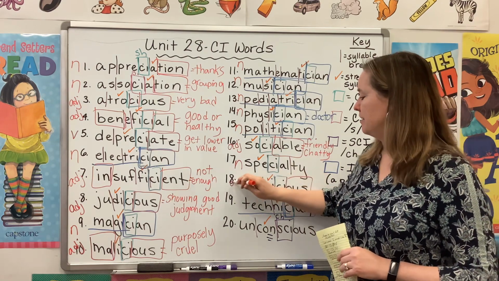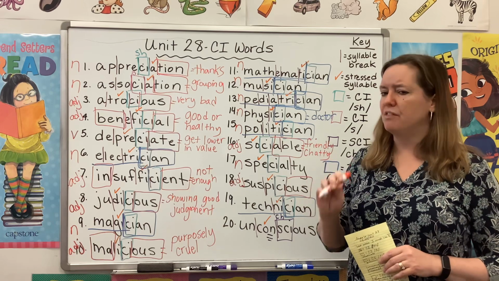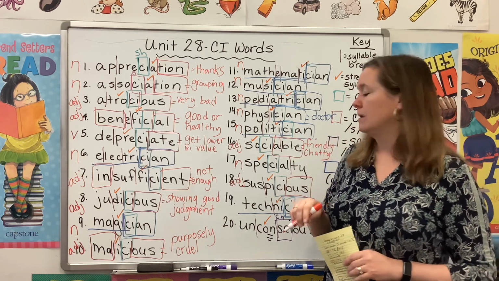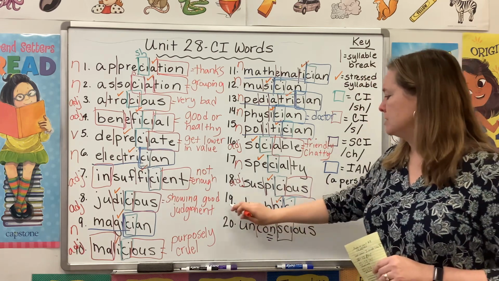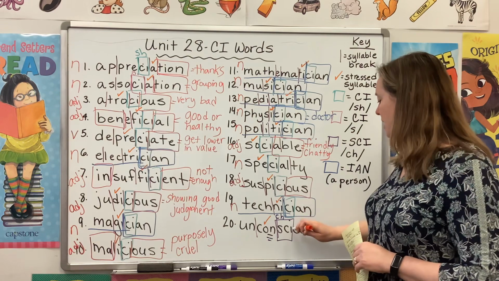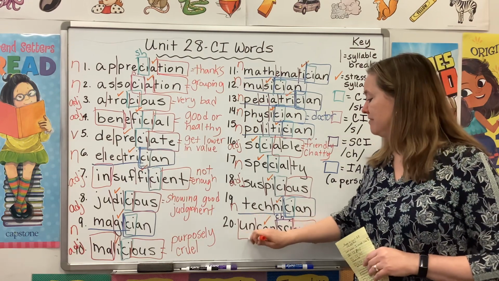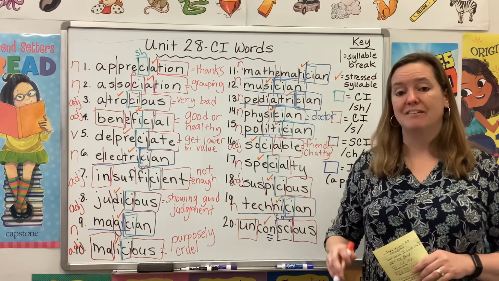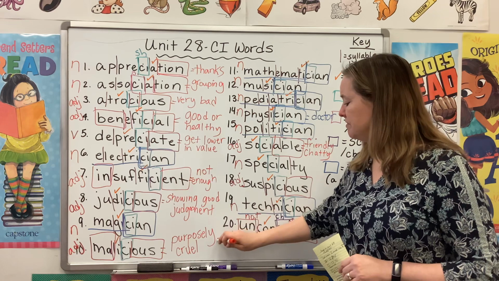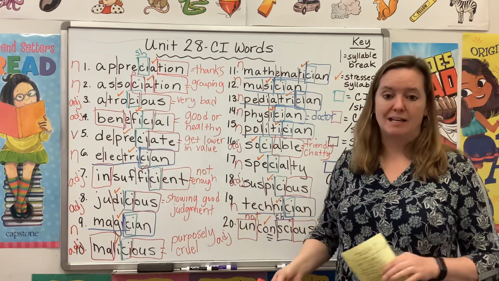Suspicious, another adjective, right? If you are suspicious, you think that something's up. You're always watching, right? Looking for trouble. We talked about a technician. And then the last word, unconscious. So this tells us it's an adjective. The prefix un at the beginning of an adjective means not. So if you are unconscious, you are not awake.